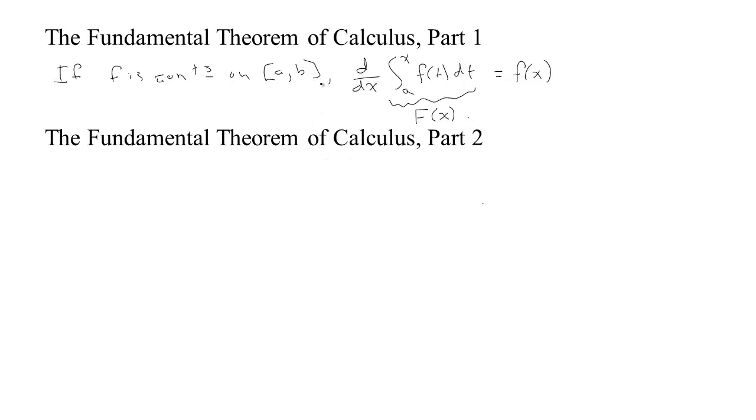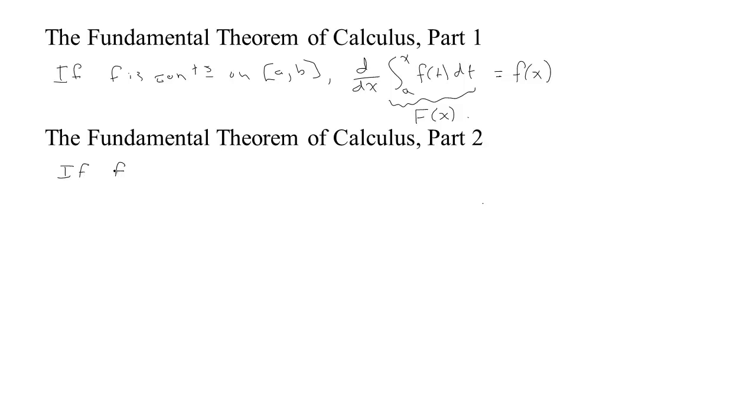So what the first part of the fundamental theorem said is that if you have a continuous function, you can create an antiderivative for that function. You use limits of Riemann sums to create that antiderivative, because the value of the function at any point is determined by taking the limit of a Riemann sum. That's the definition of this definite integral. The fundamental theorem of calculus part 2 says basically the opposite.